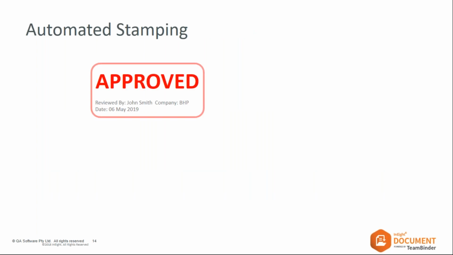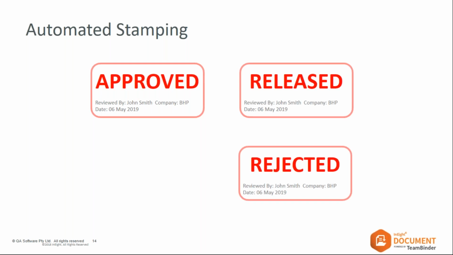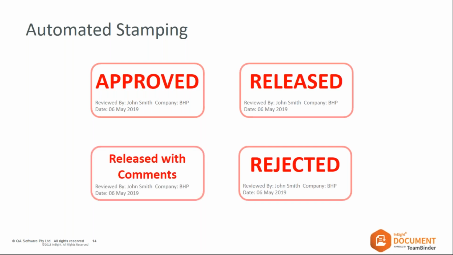We do have some additional functionality as well, where we can actually come in as the review coordinator, approve or reject that document, and actually stamp that particular drawing to ensure that we have a record on it to show that it was released, rejected, or released with comment.